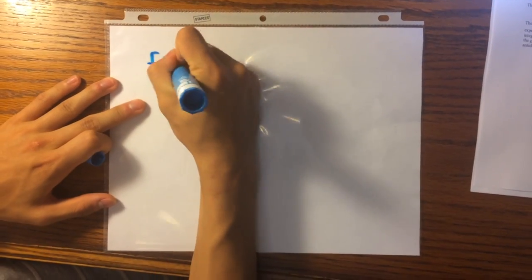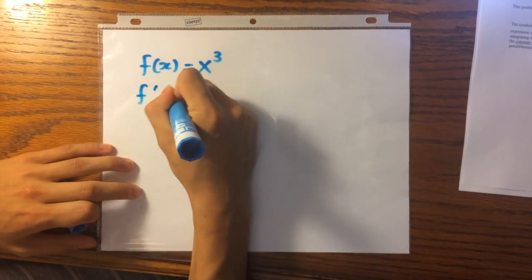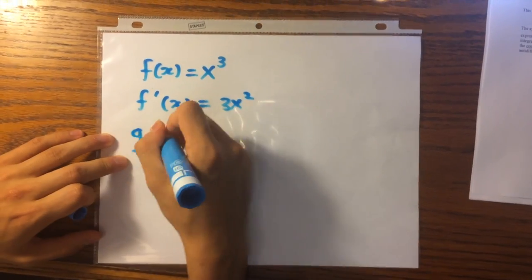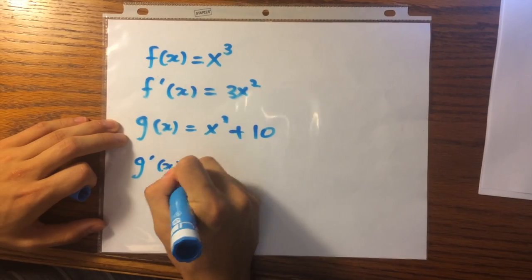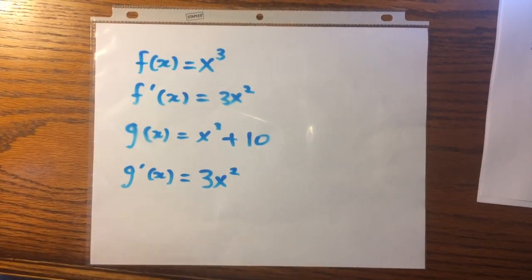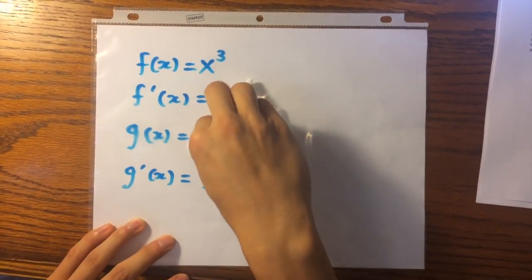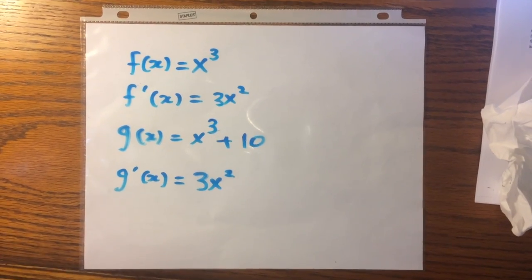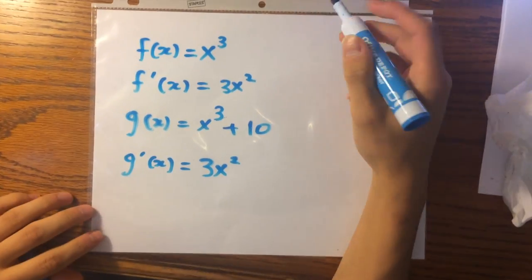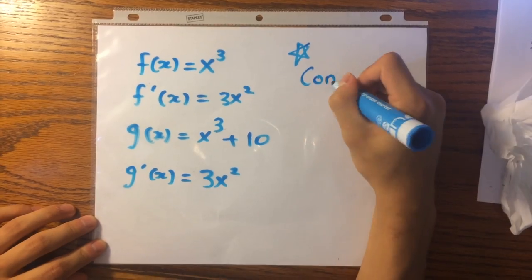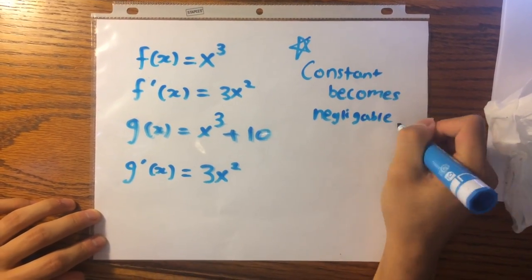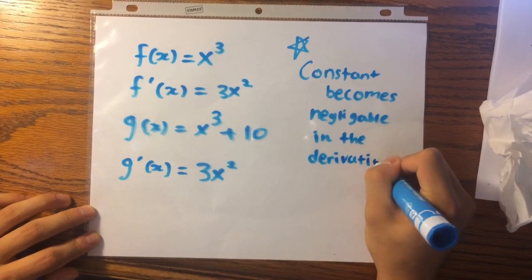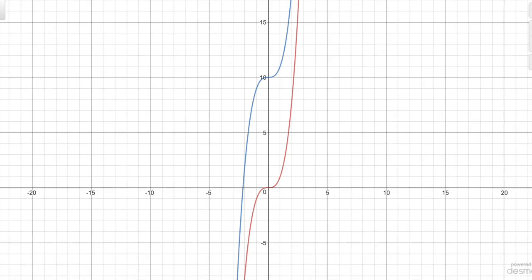With some more derivative examples, we see another function, f of x equals x cubed. The derivative, as seen before, is f prime of x equals 3x squared. However, if we add a constant 10 with g of x equals x cubed plus 10, we get the same derivative, which is 3x squared. So what this overall shows is that when constants are added, which include no variable, they become negligible when it comes to the derivative.